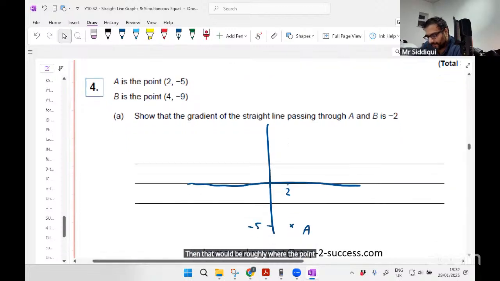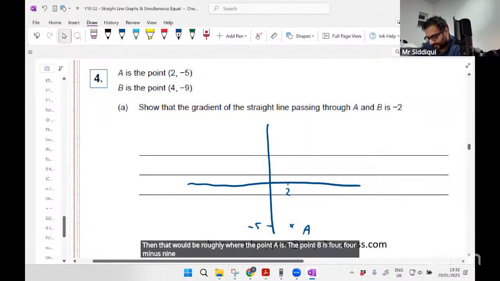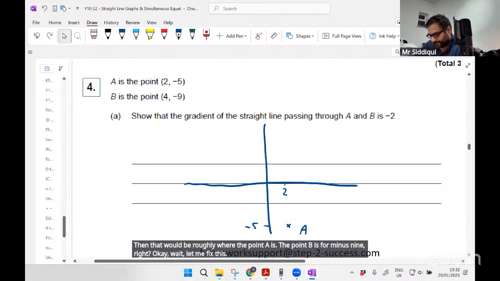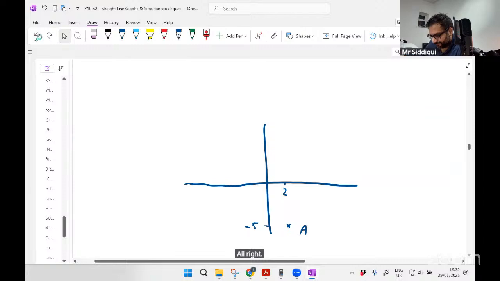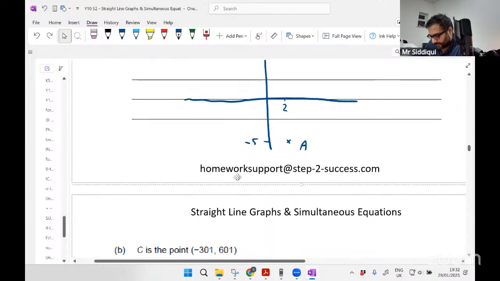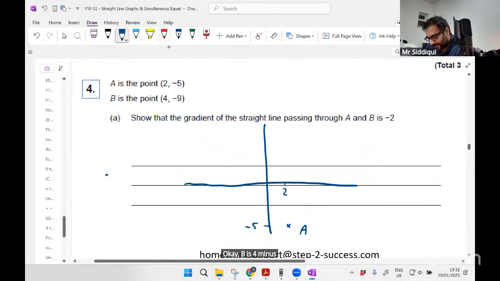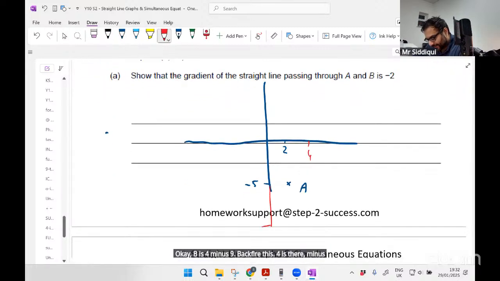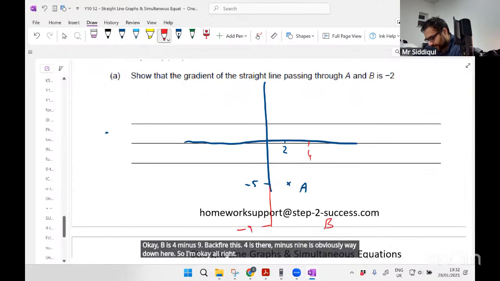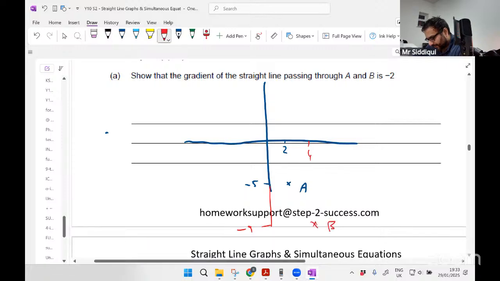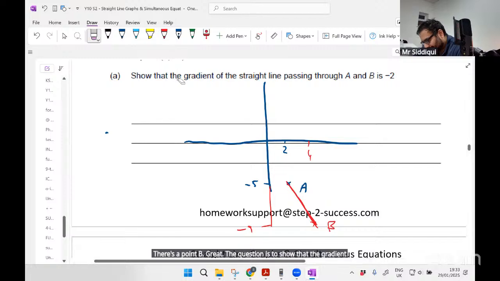The point B is 4, oh God, 4, minus 9. Okay, wait, let me fix this. Okay, B is 4, minus 9. 4 is there, minus 9 is obviously way down here somewhere. Okay, right, very good. There's the point B. Right. The question is to show that the gradient passing through this is minus 2.